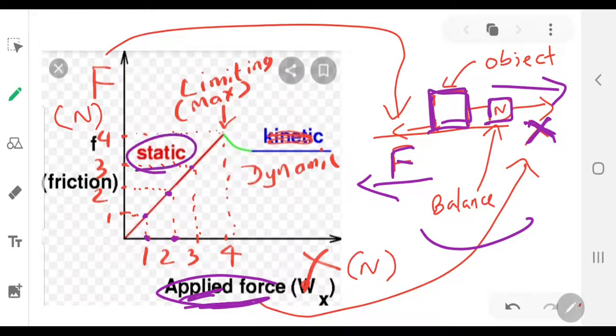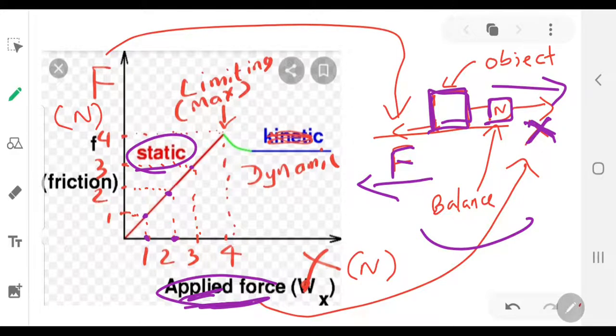Over here we have written it static friction, right? But there's another friction called limiting friction. No, the maximum friction that is applied or maximum friction that is available when the objects have just started to move, right? So this is called limiting friction.